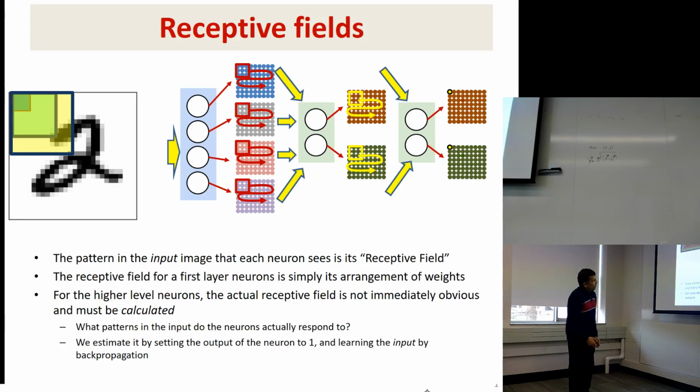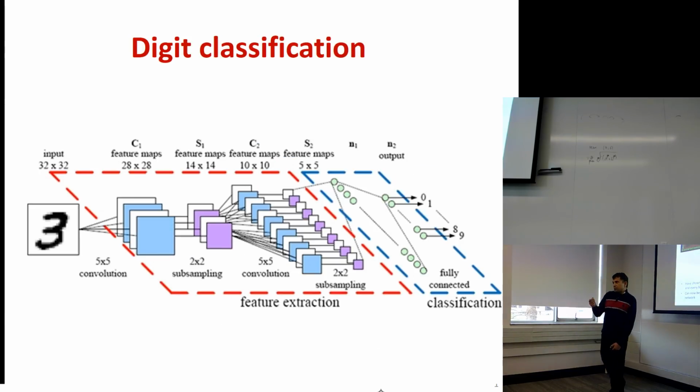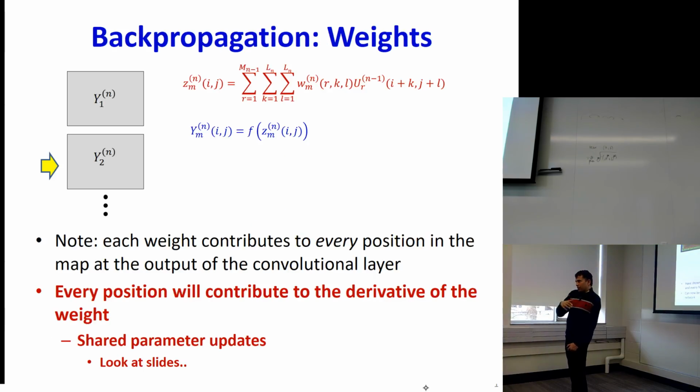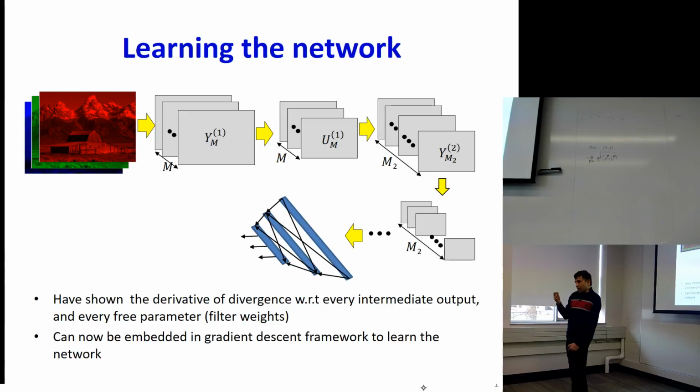So anyway, the point is you can actually compute the derivative of the divergence with respect to every intermediate output and every weight. And although I'm sort of skimming over the arithmetic over here, it's tedious, but it's not difficult. It's very, very straightforward. It's exactly the same as what you would normally do. And if you think of this as a shared parameter network and go back to what we said in the last class, you can just write out the arithmetic in a very straightforward manner.